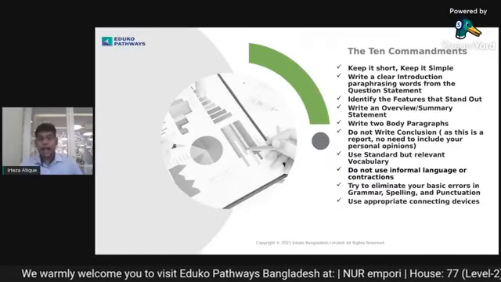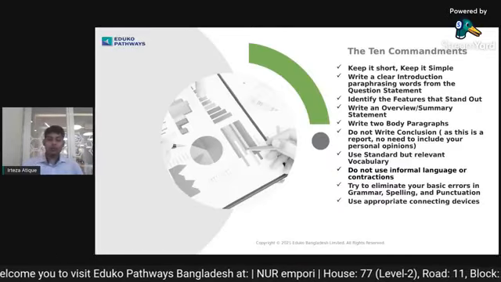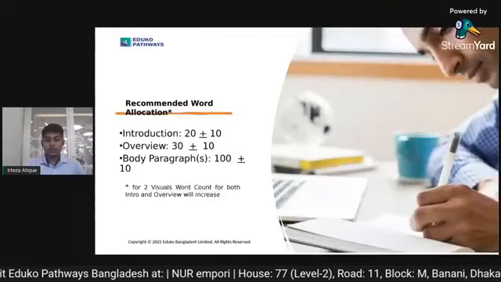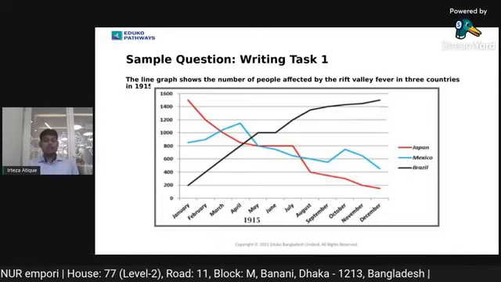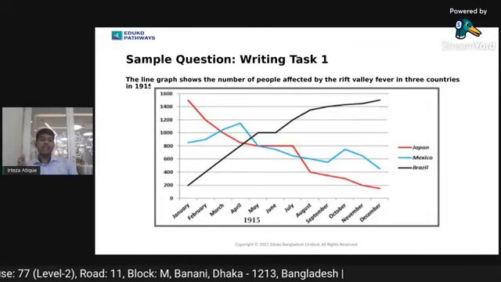And then identify the features that stand out. Let me go back to the question. So look at this question. What you have to do from here is identify what the main feature is here.